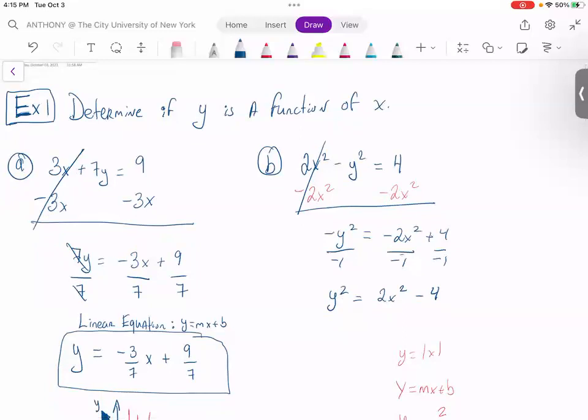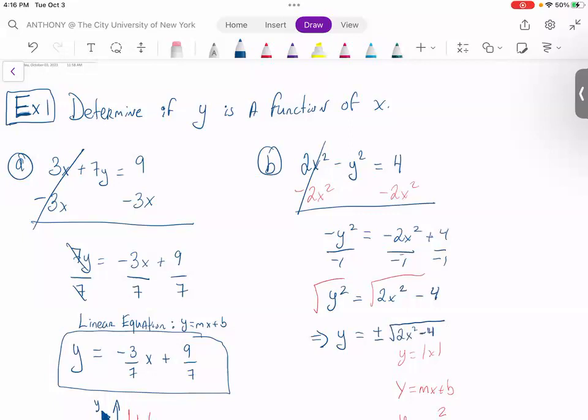Now here's the interesting part. We need to get y by itself, but we have a square. How do we get rid of this square algebraically? Very good. You take the square root. Now, when you take the square root of y squared, the square root and the square will cancel out. But you just got to be careful on the right-hand side of the equation. I'm going to write it out for us. Here we're going to get y equals, we just can't say the square root of 2x squared minus 4. This will now just be plus or minus the square root of 2x squared minus 4.